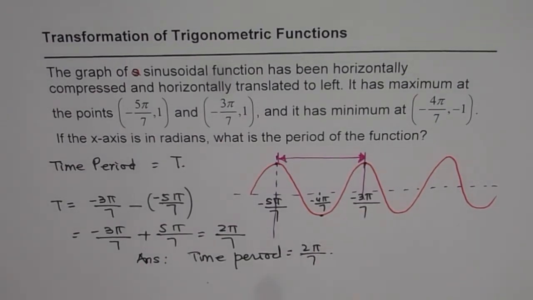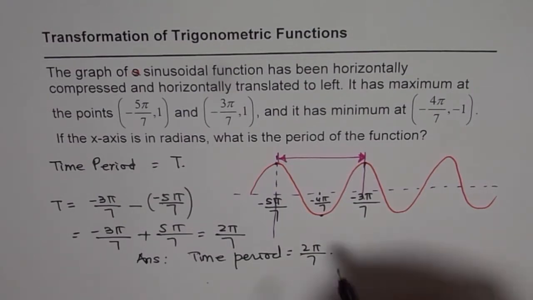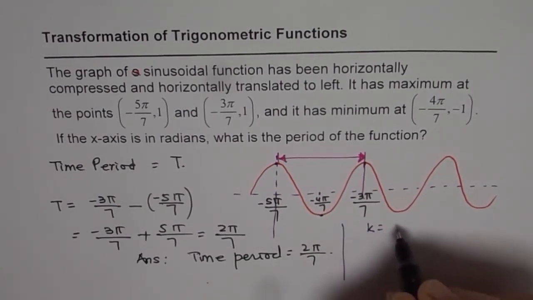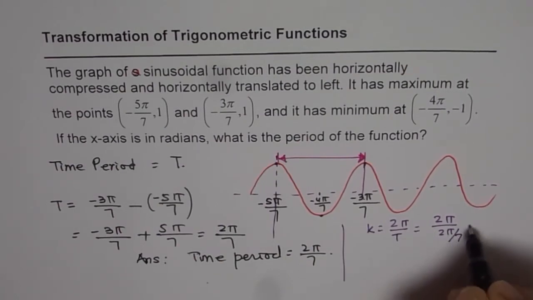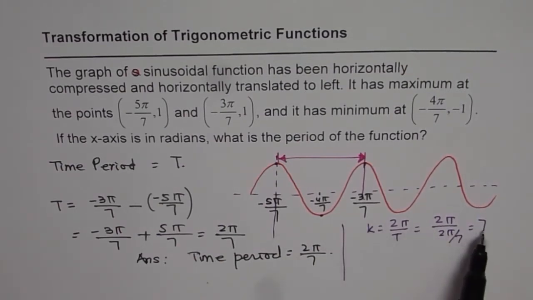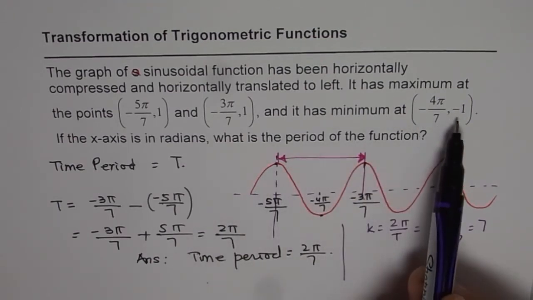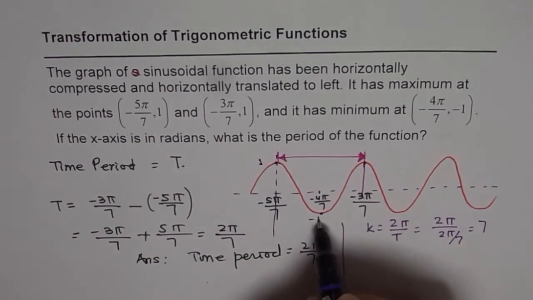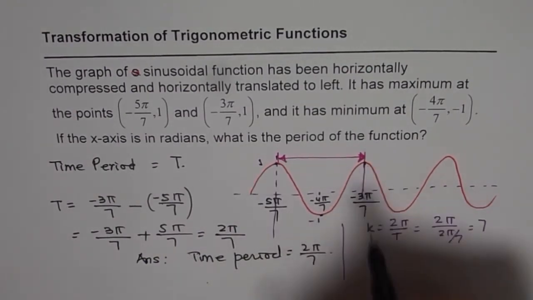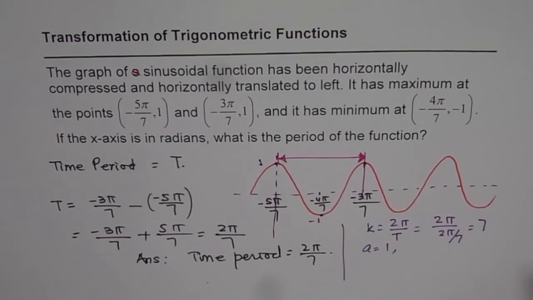So once you know time period, I'll give you a few hints so that you can do it. k should be equal to 2 pi by t. So k will be 2 pi divided by the time period of 2 pi by 7, which is 7, you see. So k is going to be 7 for you. Amplitude is already given. Maximum value is 1, minimum is minus 1. So the amplitude is from 0 to 1. So A is 1 for you, correct? So that gives you amplitude. You know the time period, correct?